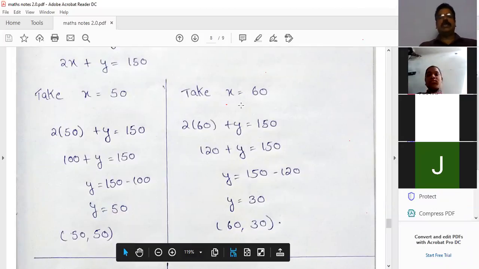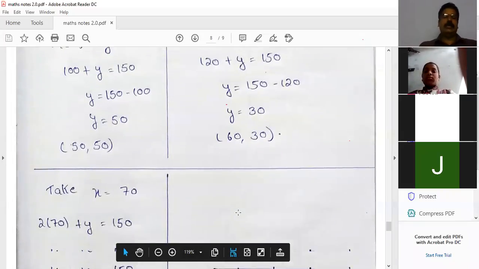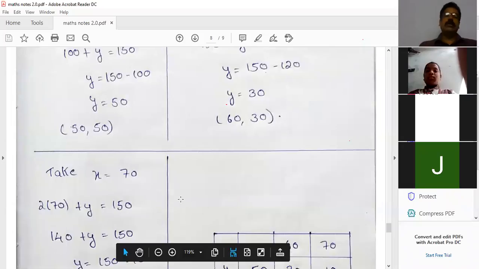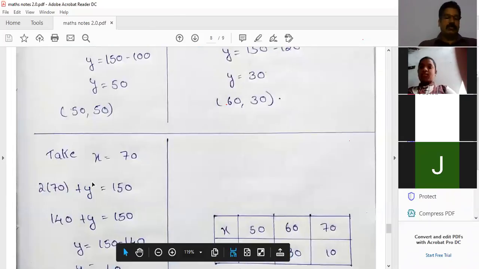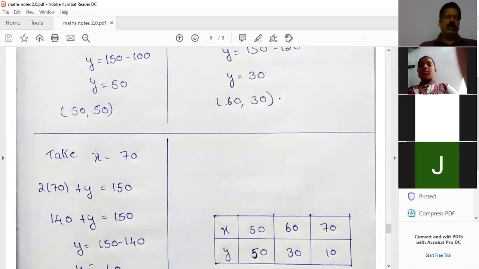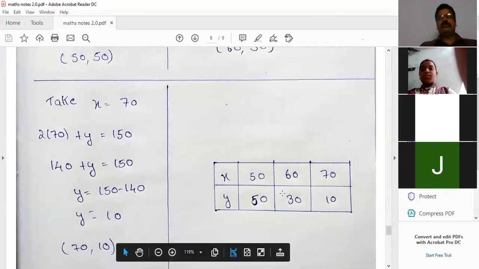Take x equal to 60. 2 of 60 plus y equal to 150. 120 plus y equal to 150. y equal to 150 minus 120, 30. 60 comma 30. Next I take x equal to 70. Then 2 of 70, 140 plus y equal to 150. y equal to 150 minus 140. y equal to 10. 70 comma 10. So x equal to 50, y equal to 50. x equal to 60, y equal to 30. x equal to 70, and y equal to 10.